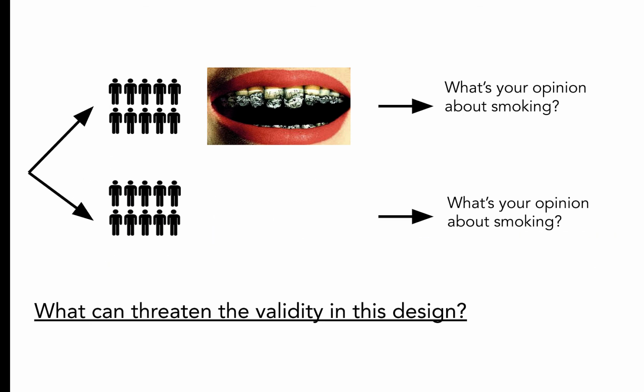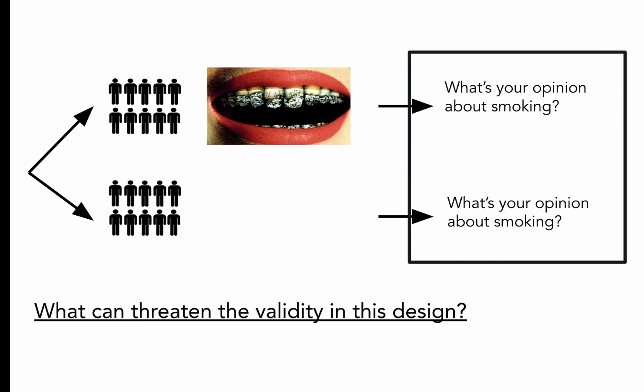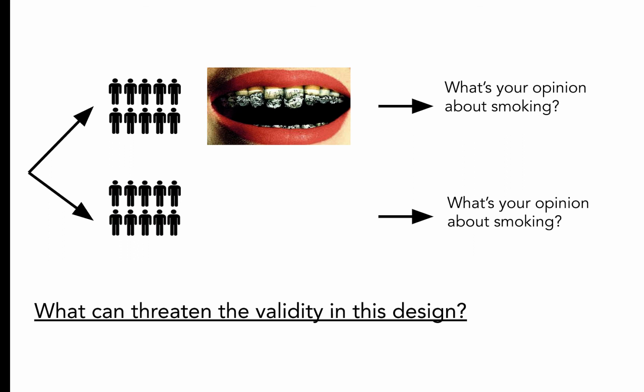So again, you can list all potential threats to internal validity that could have an influence on people's opinion about smoking. Interestingly, the testing effect or the pretest manipulation interaction bias cannot have an effect here because there is no pretest. The only time people's opinion about smoking is being asked is after the experimental stimulus. There is no pre-measure, so in that case there cannot be any pretest manipulation interaction bias or any testing effect.